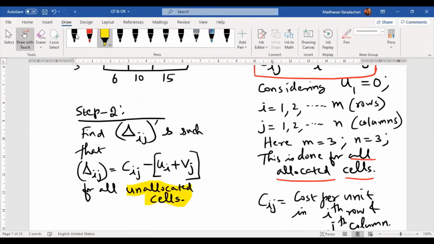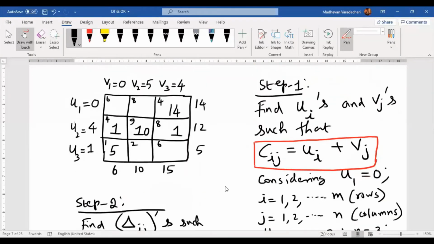It is done only for unallocated cells. Wherever there is blank space, go and put brackets first. Now within the bracket, whatever we are going to fill in is nothing but delta. Is that clear? Whatever you fill in there is called delta. Suppose I fill something here, that is delta.